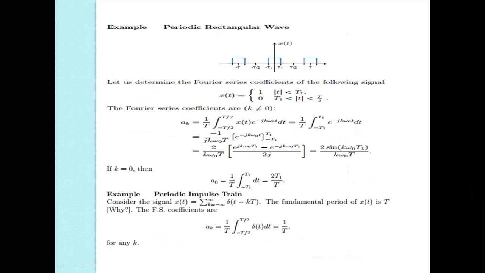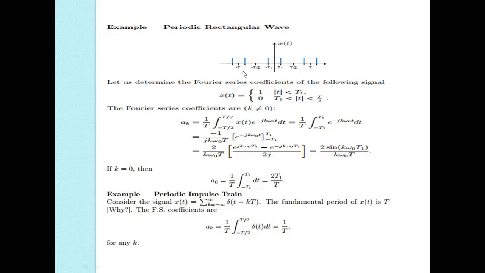Then you go for the next example, the periodic rectangular wave. Let us determine the Fourier series coefficients, not the trigonometric Fourier series here. The Fourier series coefficient means it is a of 0 and a of k and b of k only. Not the totally trigonometric Fourier series, simply the a of 0 and a of k value.